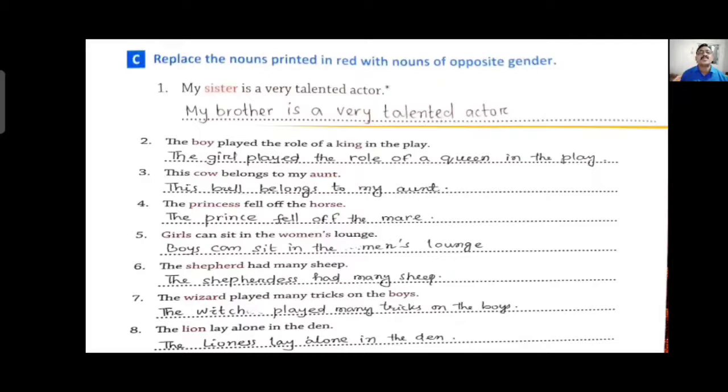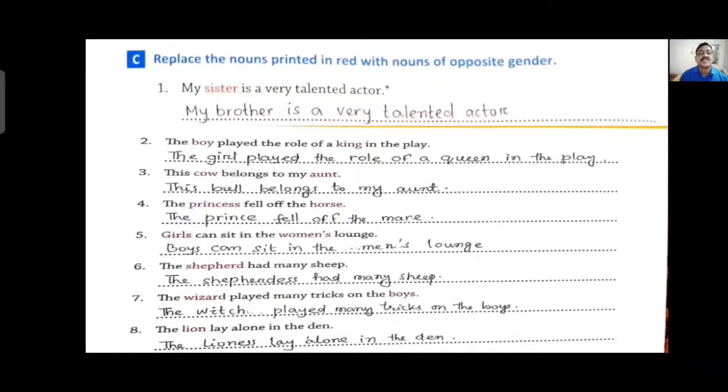The sentence will be: this bull belongs to my aunt. Fourth one: the princess fell off the horse. Horse and princess are in red color, so you have to change. The prince fell off the mare. Female of horse is mare and male of princess is prince. Fifth one: girls can sit in the women's lawn. Here girls and women's are in red color, so we have to change their gender. Girls will change into boys and women will change into men. Boys can sit in the men's lawn.